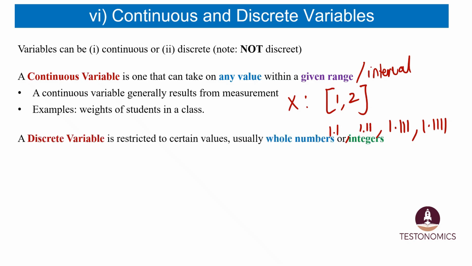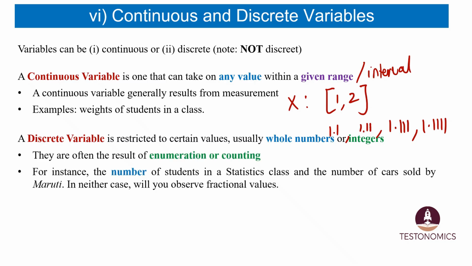Okay. On the other hand, if the variable is restricted to certain values, usually whole numbers or integers, then we call it a discrete variable. For example, if we are talking about the number of students in a class, then the number of students cannot be 1.2, 1.4, right? It has to be either 1 or 2 or 0. So either whole numbers or integers. Similarly, the number of cars sold by a company. Usually, discrete variables are a result of counting. And we say that continuous variables result from measurement, right? Moving on.